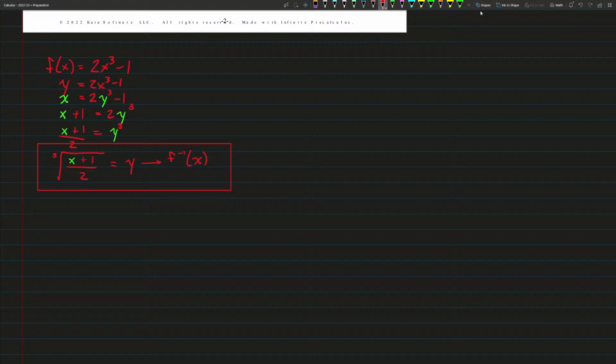Okay, so that's one type of problem where you're just finding the inverse. All right, so let's say instead of finding an inverse, I want you to verify that f and g are inverses.